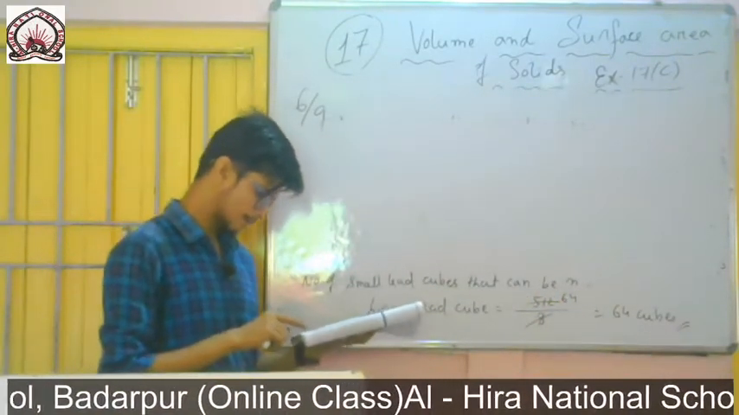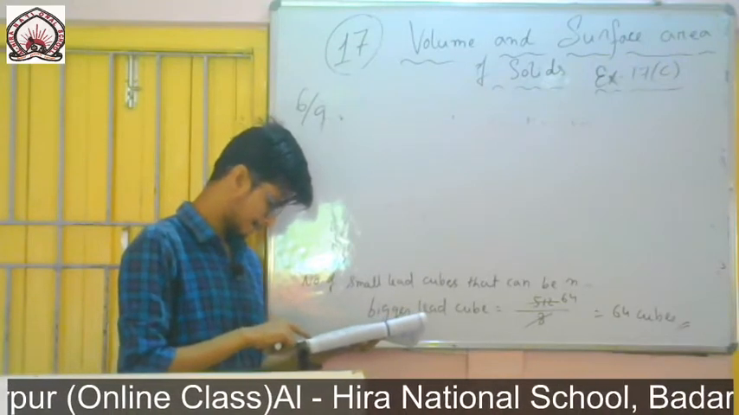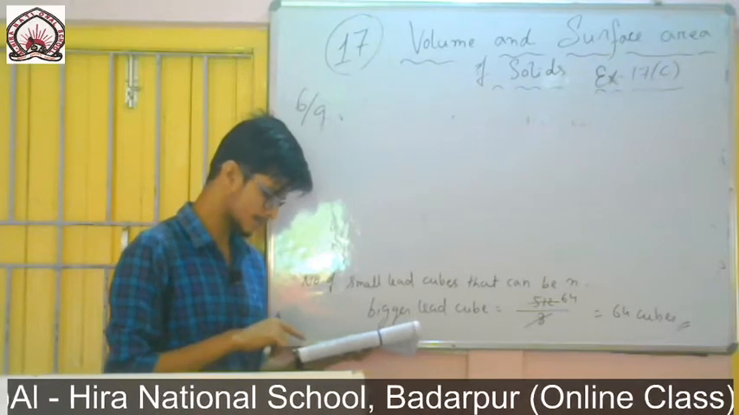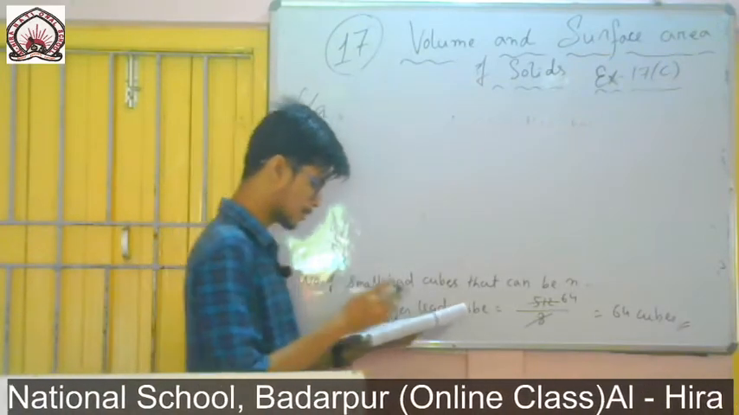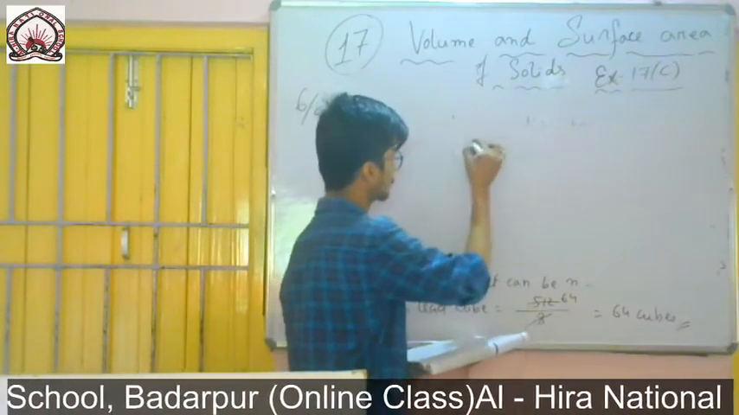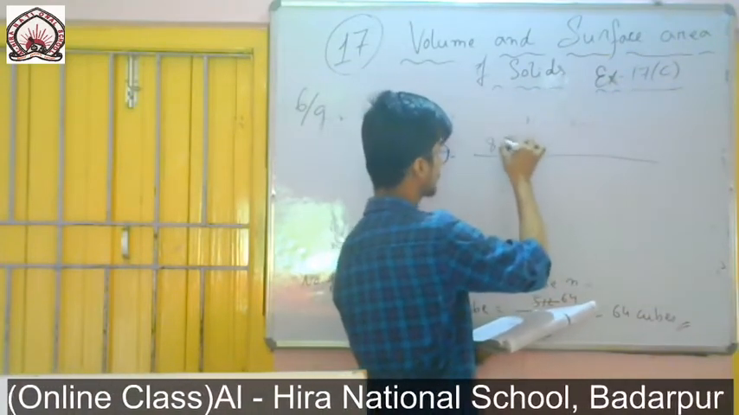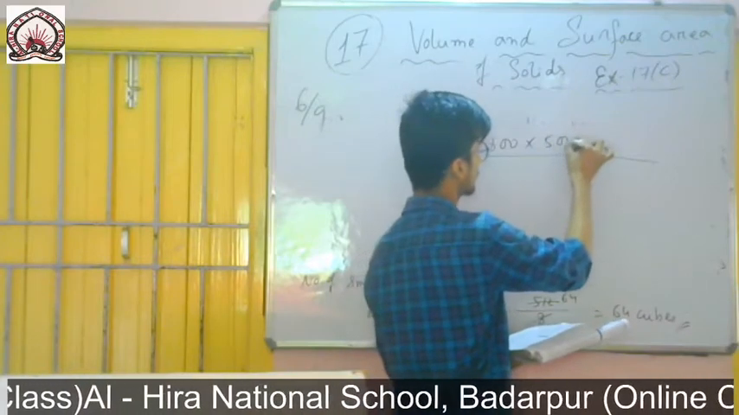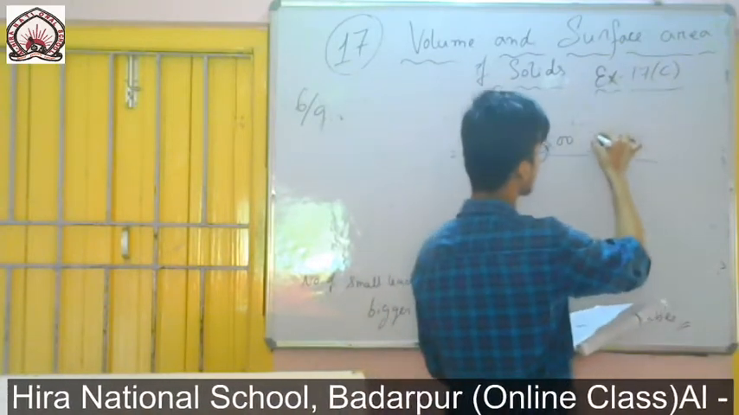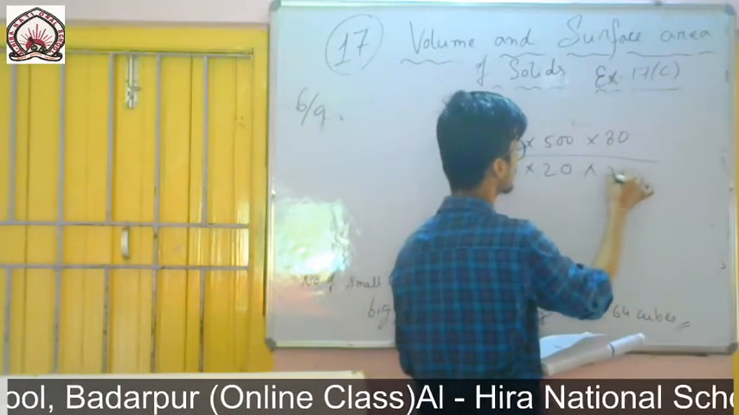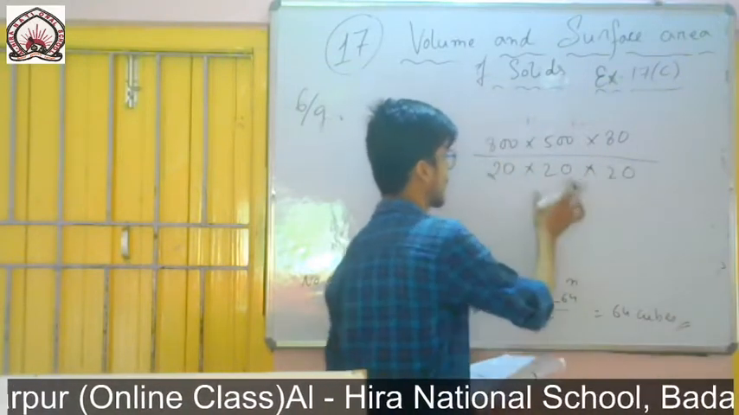Then therefore, the number of wooden cubical boxes that can be cut from the log of wood is equal to, I am just showing you the calculation part. You write it like this: 8 meter, that means 800 centimeter, 5 meter, that means 500, and 80 centimeter, it will be 80, divided by 20 into 20 into 20, that means 20 cube, or you can write it as 8000.